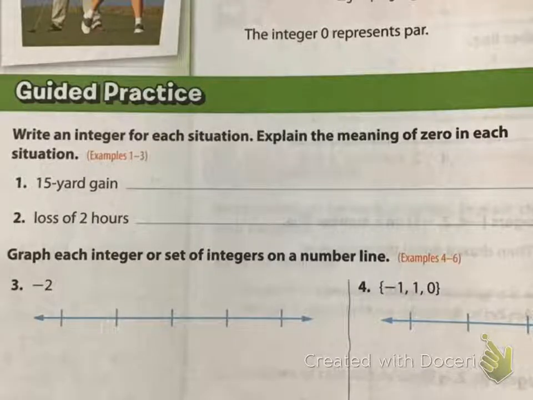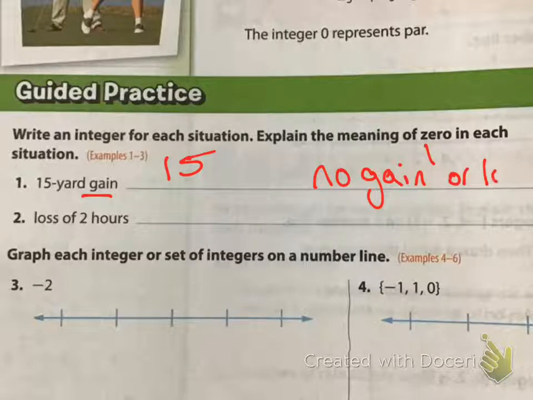So, a 15-yard gain. What's our number for a 15-yard gain, Rafi? What do we think, Rocco? Yeah, just 15. What would 0 mean? What would 0 mean in the 15-yard gain? Trey? Yeah, no gain or loss.